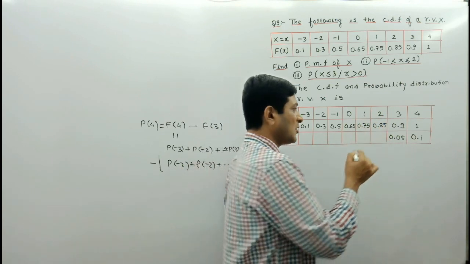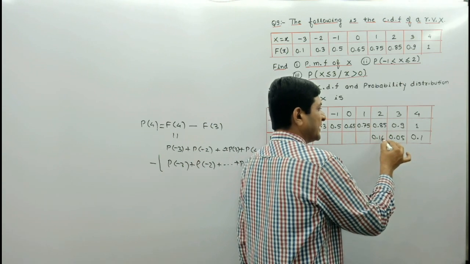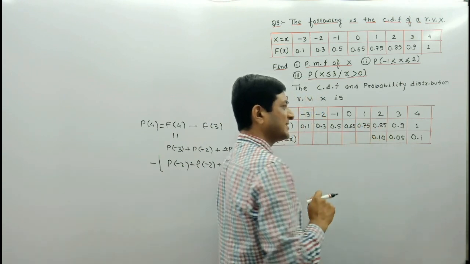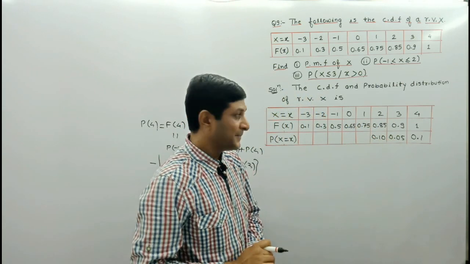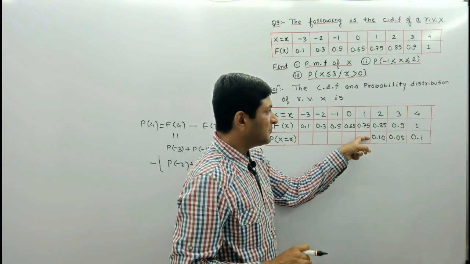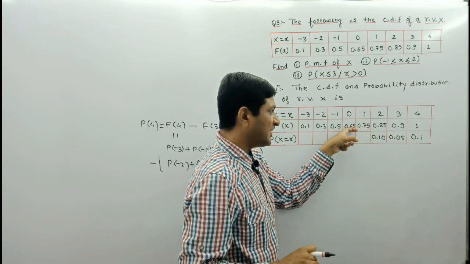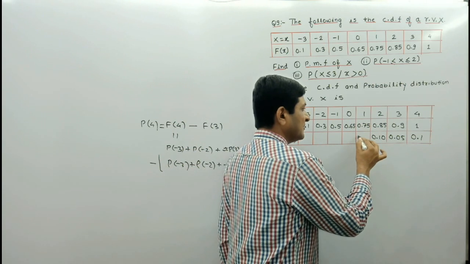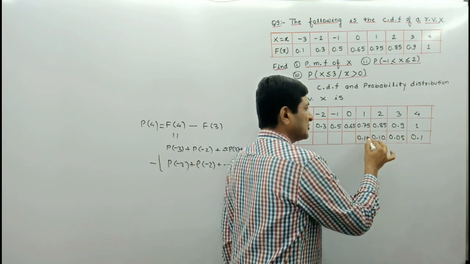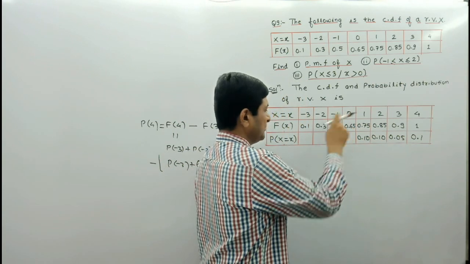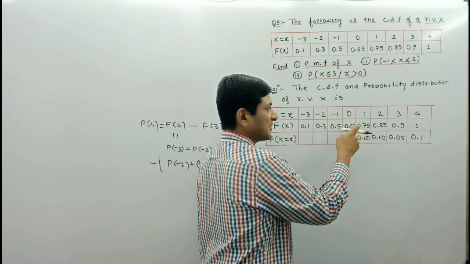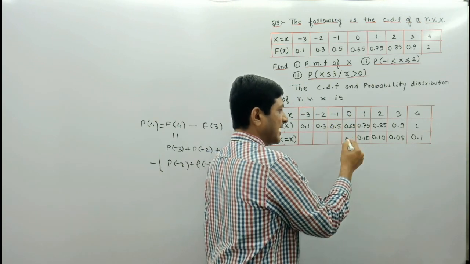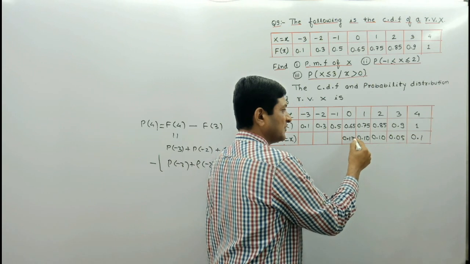And here we can easily observe that this difference is equal to 0.10. 0.85 minus 0.75 will be 0.10. Now to find out p of 1, take this difference: 0.75 minus 0.65 will be equal to 0.10. Again, to find out p of 0, take this difference: 0.65 minus 0.5 will be equal to 0.15.